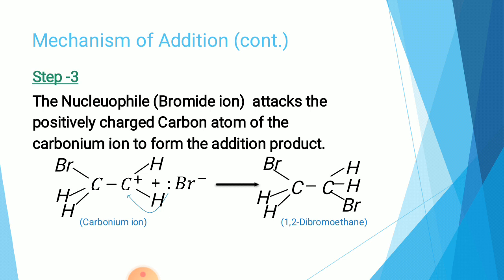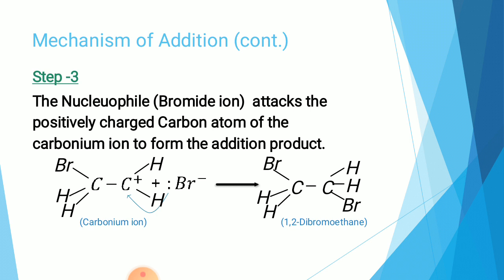Then come to the next step, that is step 3, where the nucleophile acts. What is the nucleophile here? Bromide ion, which is negatively charged. It attacks the positively charged carbon atom of the carbonium ion to form the addition product. So here in the carbonium ion, the second carbon is positively charged.